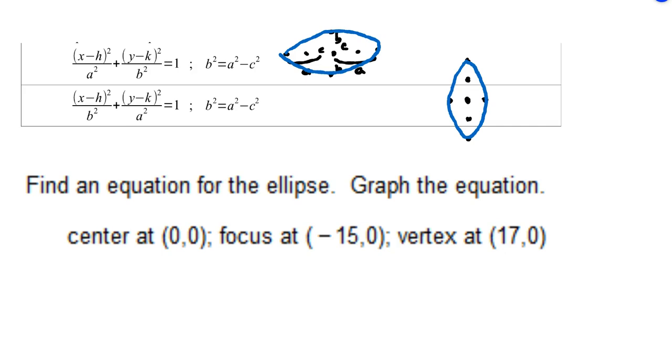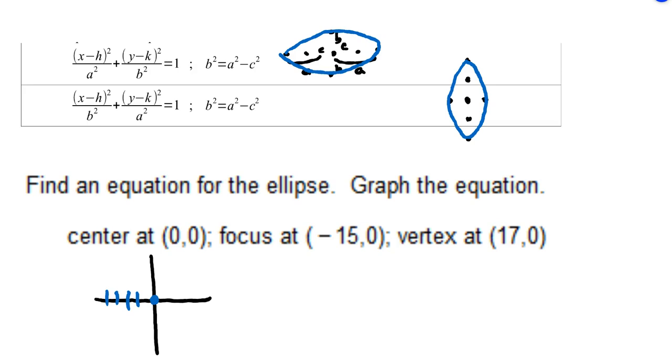So for this example, we have a center at (0, 0), and a focus at (-15, 0), and a vertex at (17, 0). We want to find the equation of the ellipse and also graph the equation. So what I like to do is to start to put this information on a picture so I can visualize which orientation I'm going to have. So we have a center at (0, 0). We have a focus at (-15, 0).